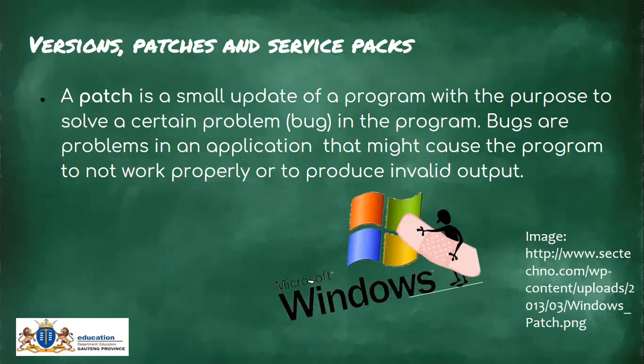I'm going to talk about versions, patches and service packs. A patch is a small update of a program with the purpose of solving a certain problem. The problem is called a bug in the program. Bugs are problems in an application that might cause the program not to work properly or to produce invalid output. So a patch is the smallest update of a program with the purpose of solving a bug. We use a patch to solve any problem that makes our program malfunction.